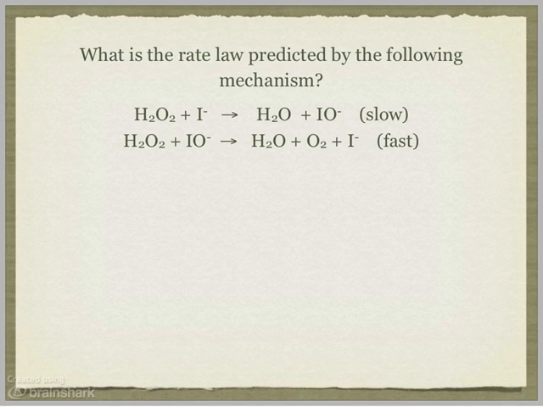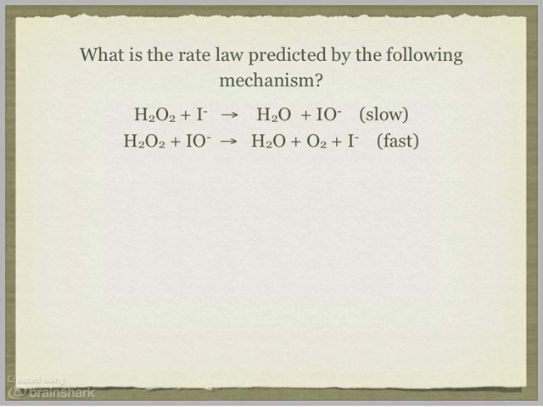So let's try another type of example. In this case, again, you're looking for the rate law. You have a mechanism. Your mechanism has steps that aren't occurring at the same rate. One's fast and one's slow. You need to figure out what the rate law is going to be because of that.